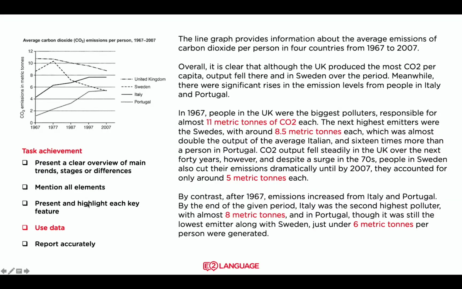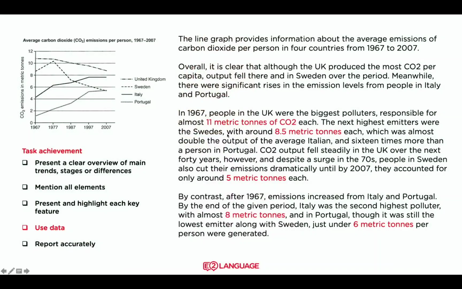Next stop point is data. Have I used data? And again, this is a critical part of the criteria. If you write a beautiful task, but there are no numbers or no specifics, you can't score band 7 and above. So have I used data? Yes, you can see it over here. 11 metric tons, 8.5 metric tons, 5 metric tons, 8 and 6. That is data. And of course, it will be different for every task that you get. Have I reported accurately? Yes, I have. So again, make sure that you haven't put the wrong country by mistake, or you haven't misunderstood the numbers down the side. That can also affect your score.